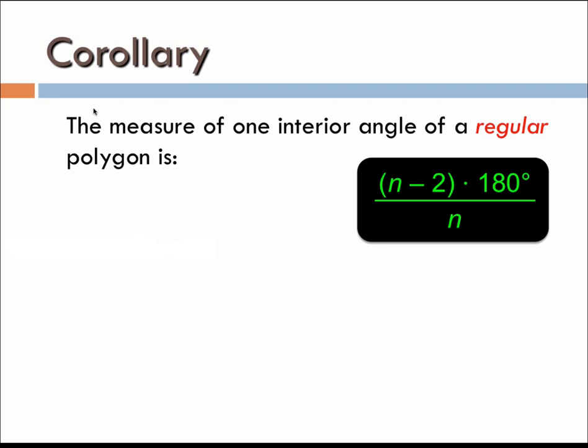A corollary is a statement that follows readily from a previous statement in mathematics. Corollary typically follows a theorem. The use of the term corollary rather than proposition or theorem is intrinsically subjective.